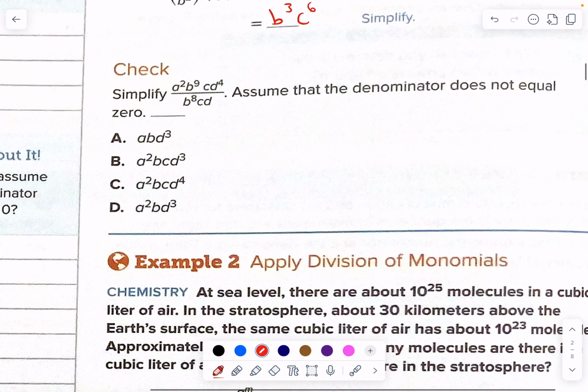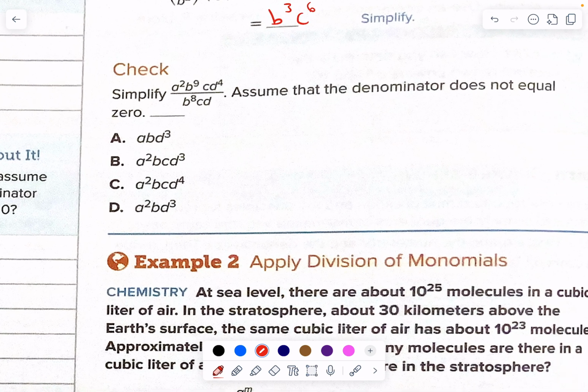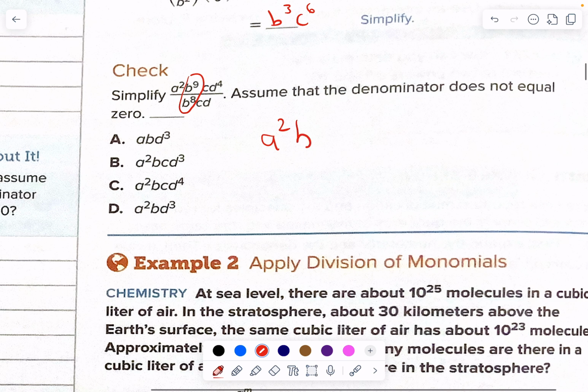Take a look at the check. Notice on the top of the fraction there's an a squared, but there is no a on the bottom of the fraction. So a squared stays as it is. Then I'm going to look at the b's. I have a b to the 9th over b to the 8th. 9 minus 8 is 1, so just b. The c's are both 1. 1 minus 1 is 0. Remember, anything to the 0 power is just the whole number 1, not c to the 1, just 1.